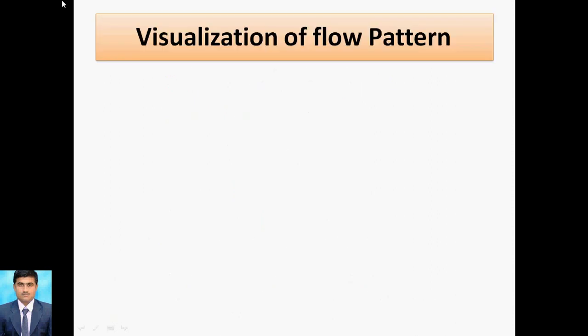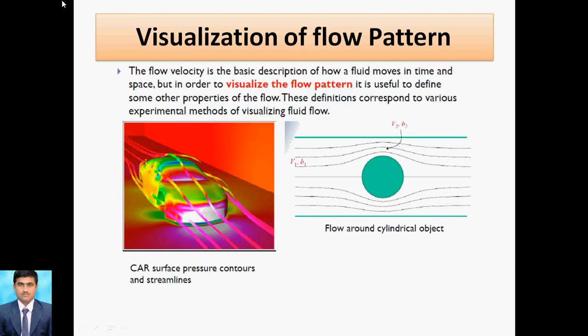Now we observe the visualization of flow patterns. I will define the visualization of flow pattern: it is a description of how fluid moves in time and space. It is useful for defining the properties of flow, and it helps in visualizing the fluid flow. Here a car is given, and we observe the streamlines as well as the pressure contours, where the maximum pressurized area is. Another object, a cylindrical object, is there, and how the flow will be in tangent mode.